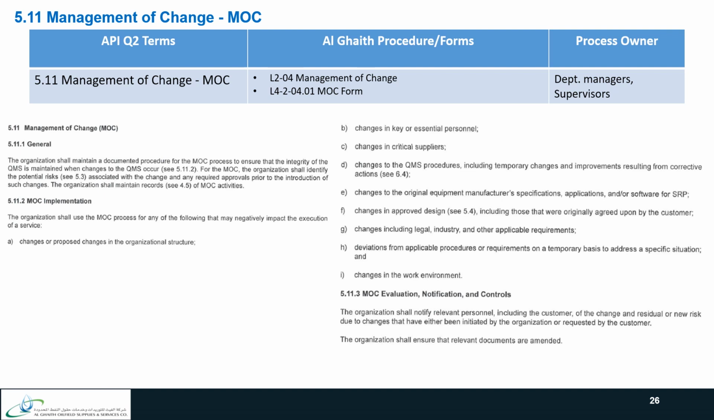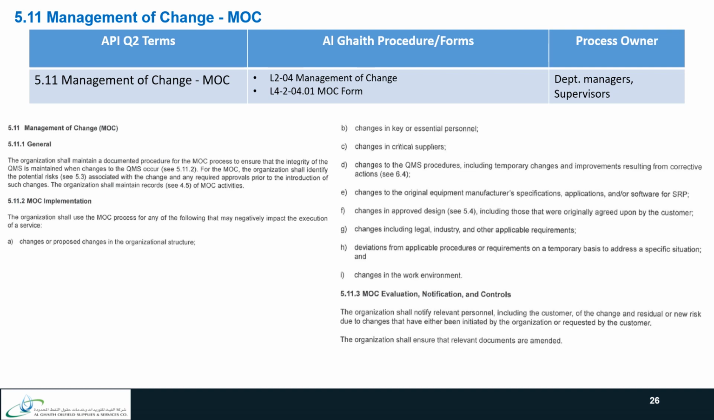The organization shall use the MOC process for any of the following that may negatively impact the execution of a service. Changes or proposed changes in the organizational structure. Changes in key or essential personnel. Changes in critical suppliers. Changes to the QMS procedures, including temporary changes and improvements resulting from corrective actions. Changes to original equipment manufacturer's specifications, applications and/or software for SRP.